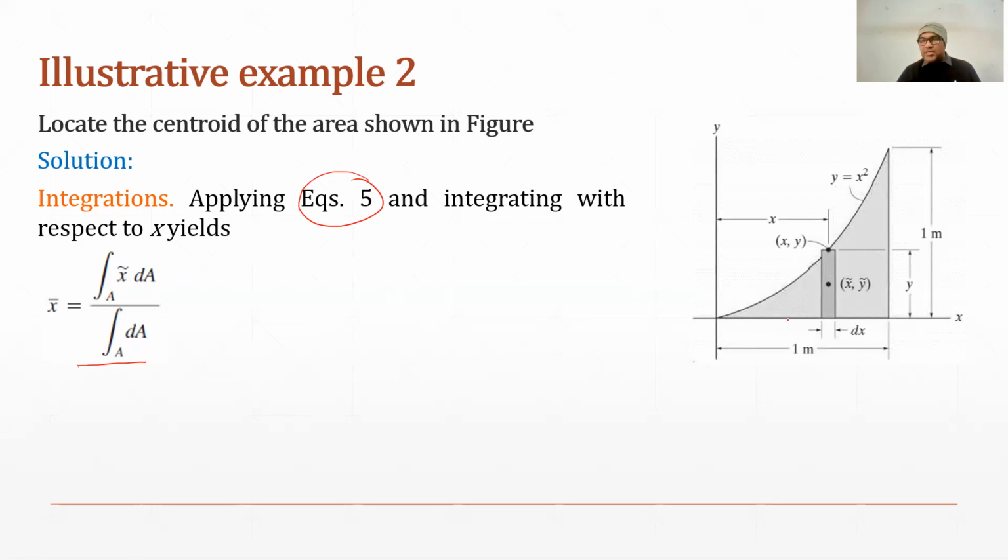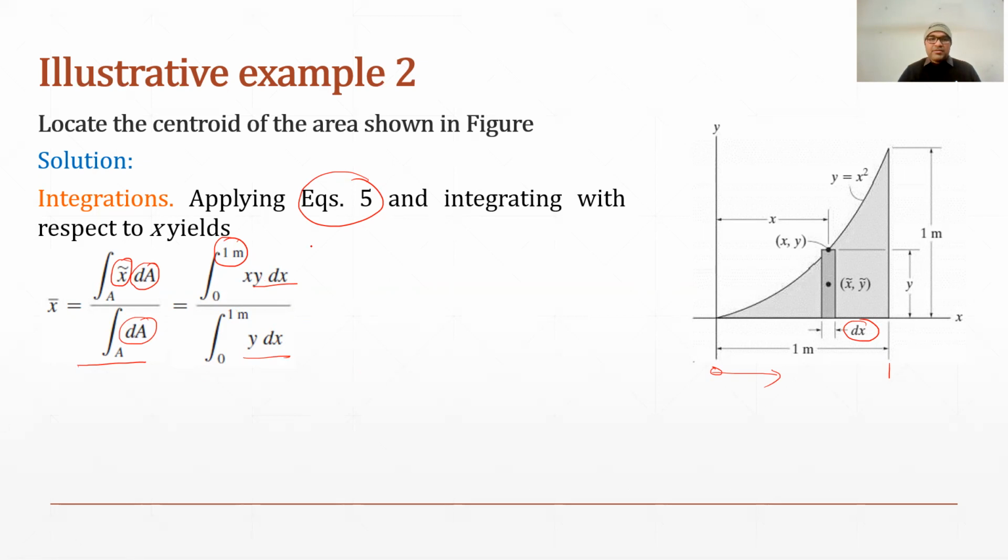So here the limit, as you can see, the thickness of the elemental strip is dx, which is along the x-axis. So it means the limit will be in this direction, which will be 0 to 1. So here the limit will be 0 to 1. Now we have already calculated x approx, which is equal to x, and putting the value of dA as y into dx. Similarly, in the same manner, we will put the value of dA here, y into dx.